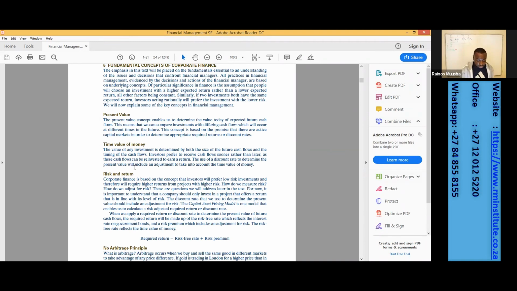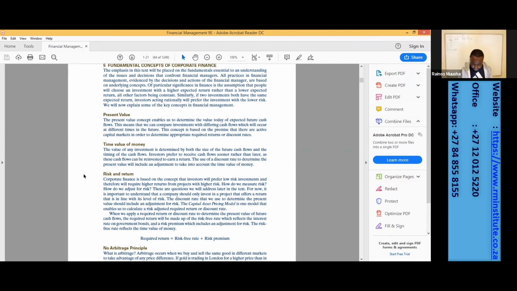Then another issue that you also have to take into account is the risk and return relationship. And remember, when it comes to investments, we know the higher the risk, the higher the what? The expected return. So generally, the higher the risk, the higher the expected return. And how do you determine this expected return? One way is through the use of the capital asset pricing model, which we'll look at later on as well.